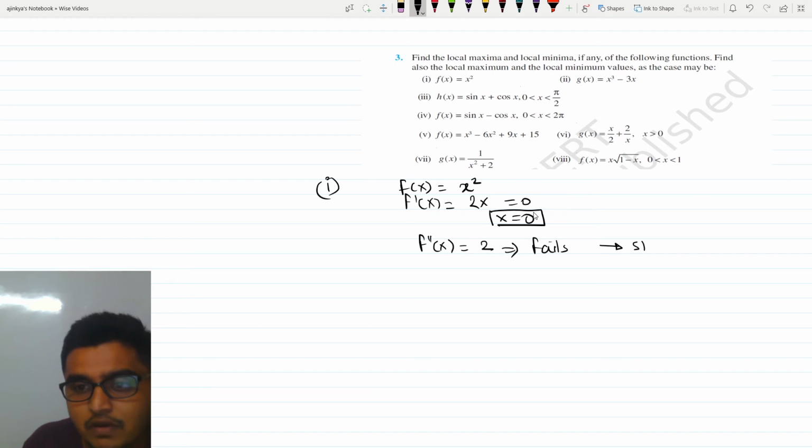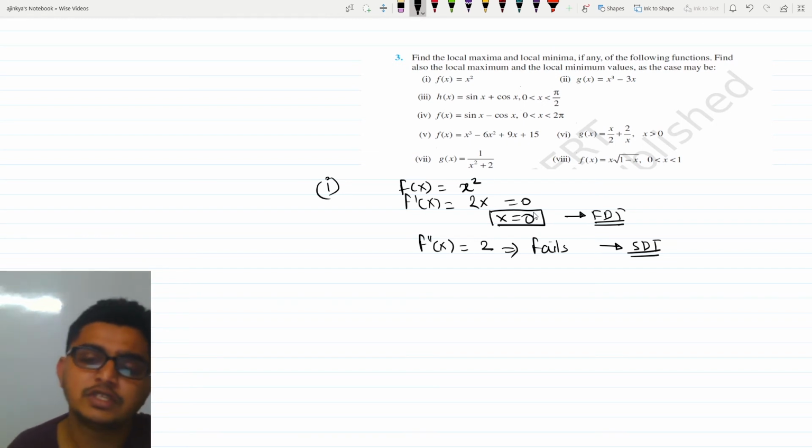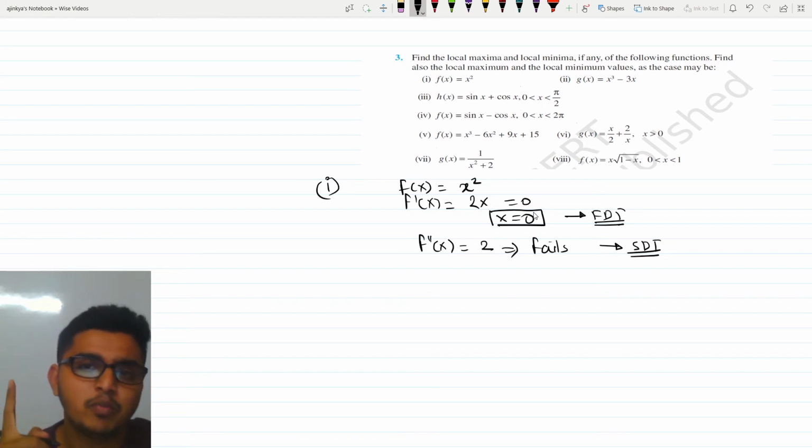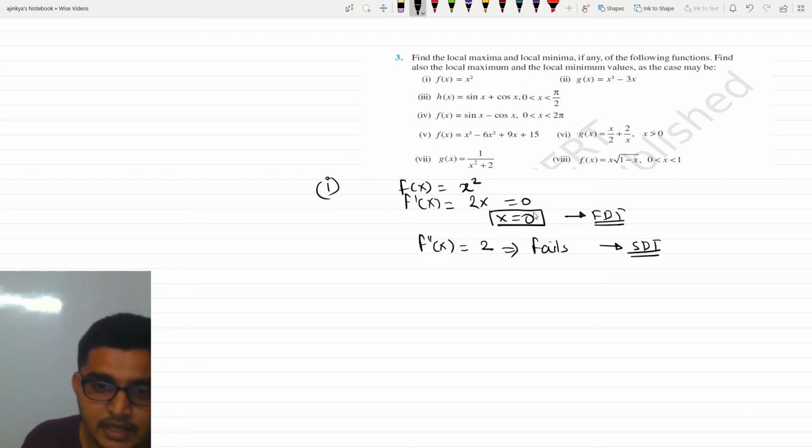So the second derivative test has necessarily failed. So you have to find the answer by the first derivative test, right? The first derivative test tells us that there is only one turning point, which is nothing but 0. After x equals 0 we have an increasing function, and before x equals 0 we have a decreasing function. So clearly we can say that x equals 0 is a point of local minima.